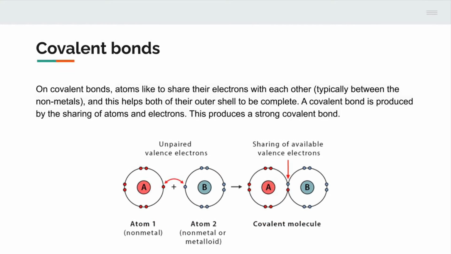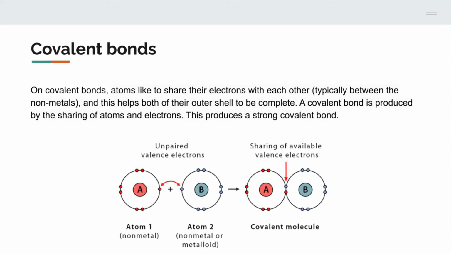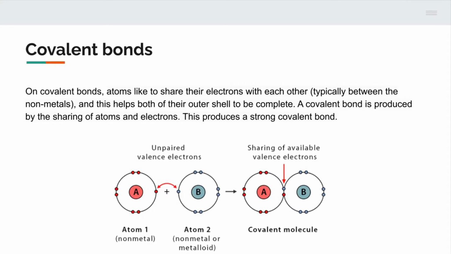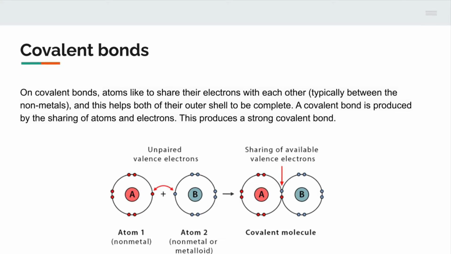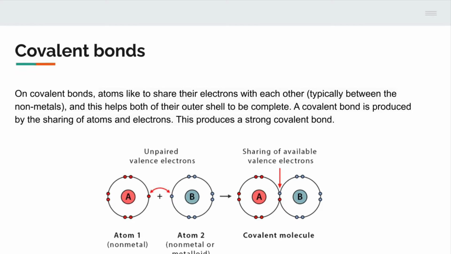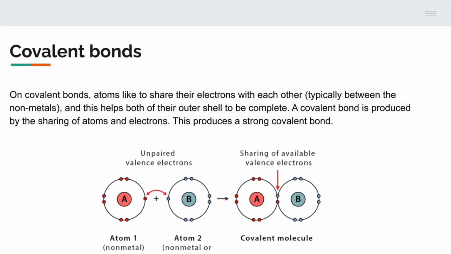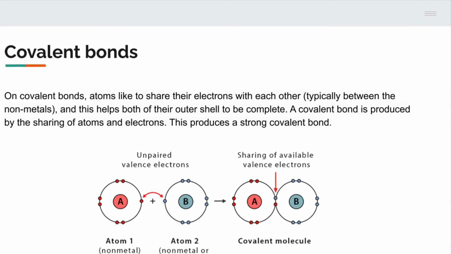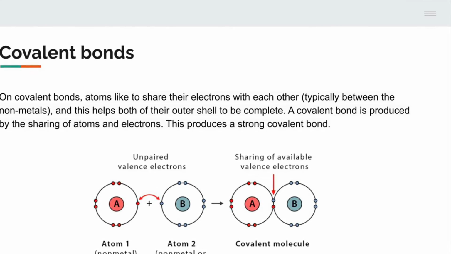Okay, so next we have the covalent bonds. In covalent bonds, atoms like to share their electrons with each other, typically a nonmetal with another nonmetal, which will then produce what we call molecules. This helps both atoms to have their outer shells complete, and a covalent bond is produced by the sharing of electrons, producing a strong covalent bond.